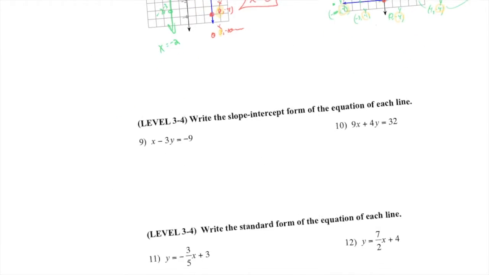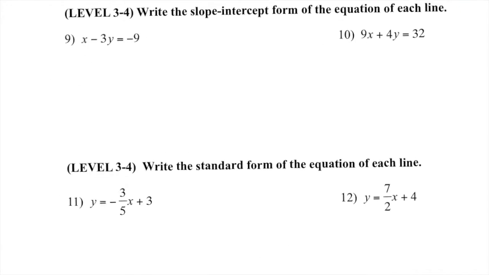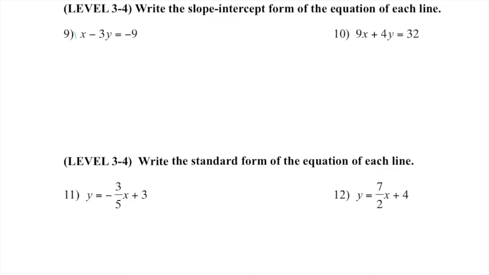All right. So moving on to 9. Write the slope-intercept equation for this. Slope-intercept looks like y equals mx plus c, which means we need to move the x to the other side and then get rid of that -3. So if we do that carefully, this is a positive x, so let's subtract x from both sides. These cancel out. You're just left with the -3y, and on this side, -9 minus x.